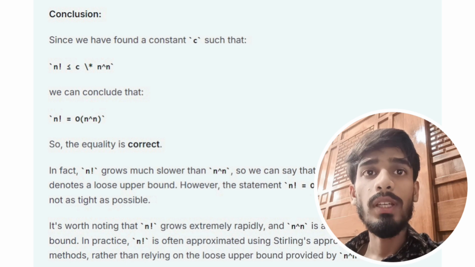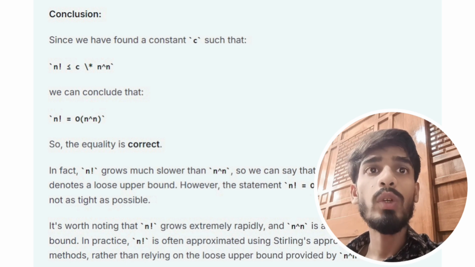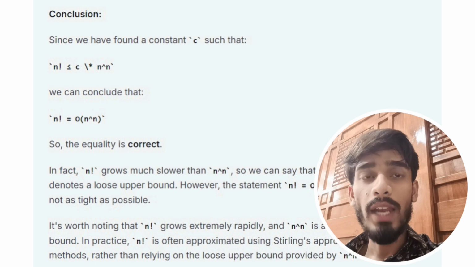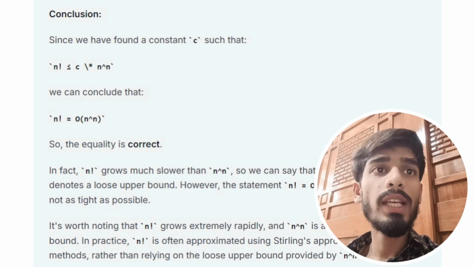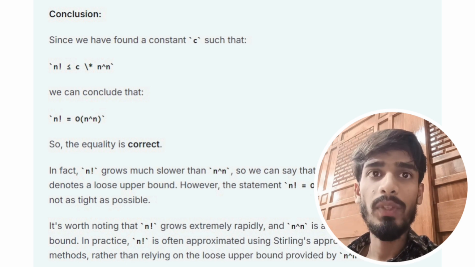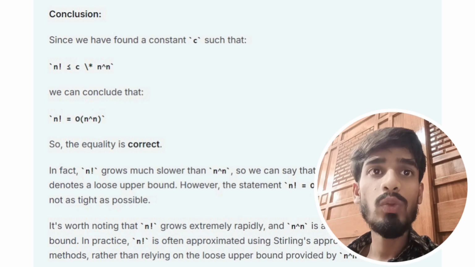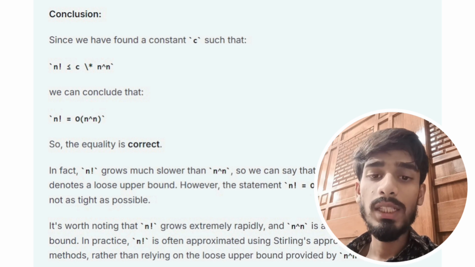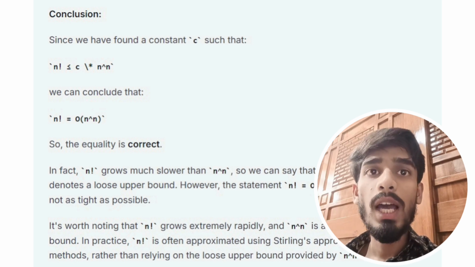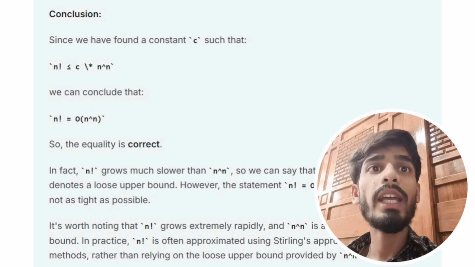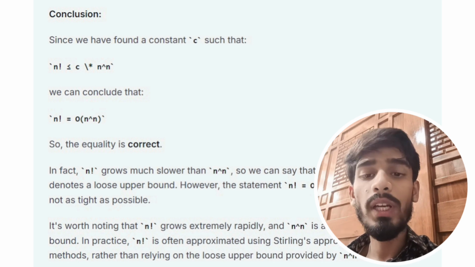It's worth noting that n factorial grows extremely rapidly and n square is an extremely loose upper bound. In practice, n factorial is often approximated using Stirling's approximation or other methods rather than relying on the loose upper bound provided by n square.